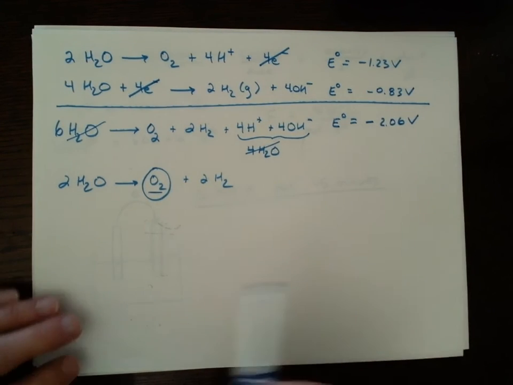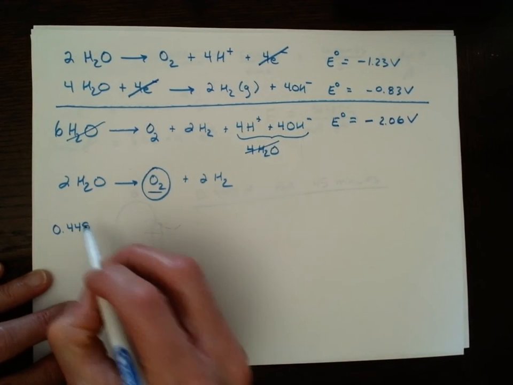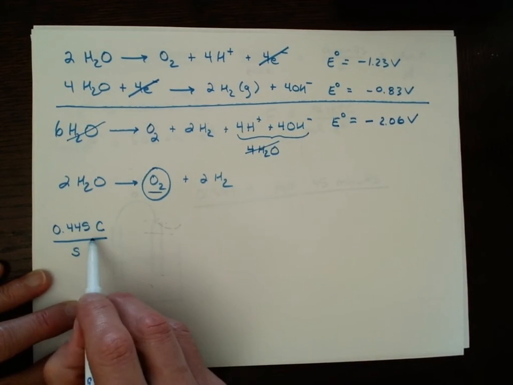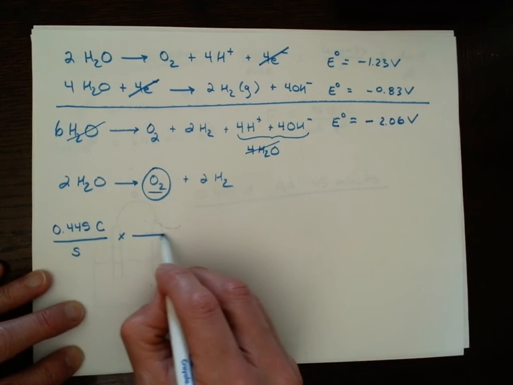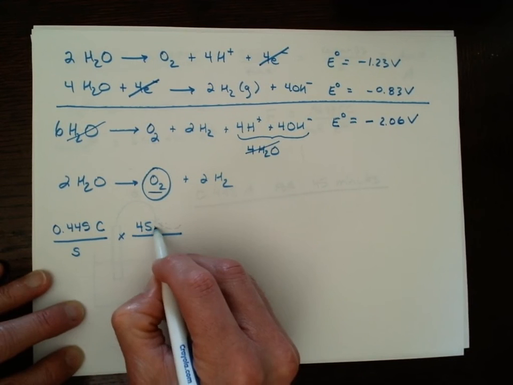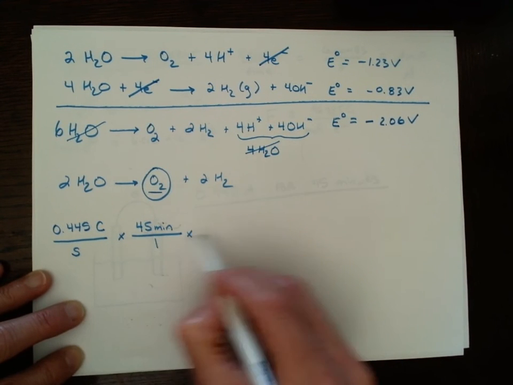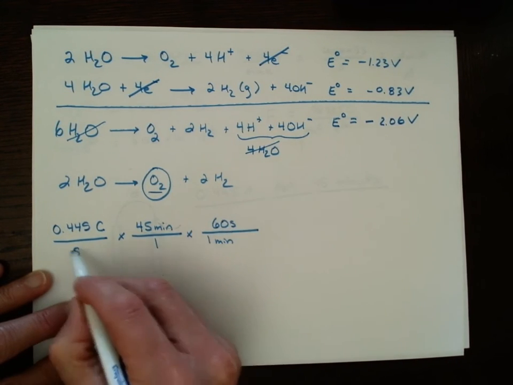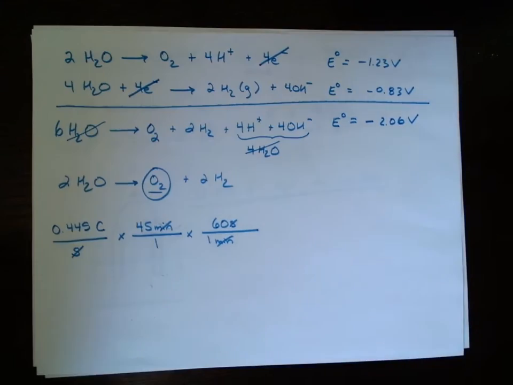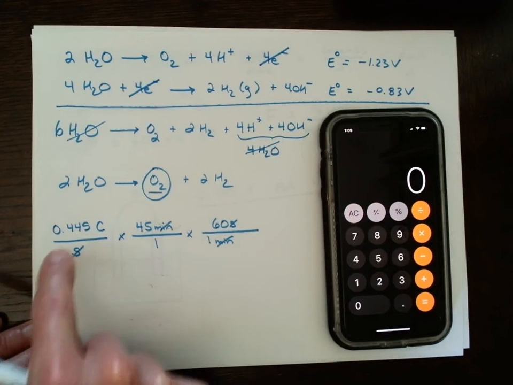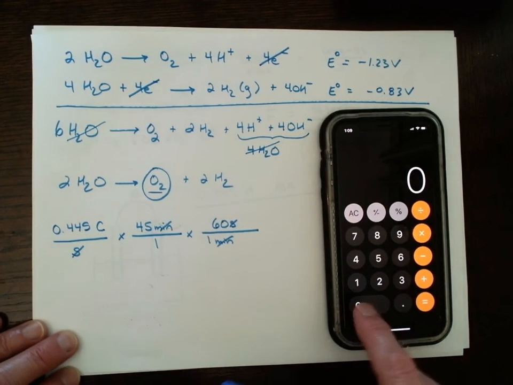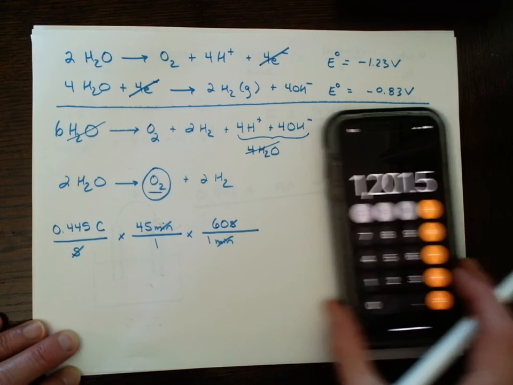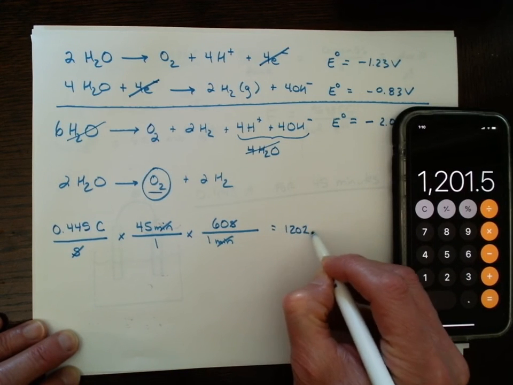So let's try it. I'll start here with 0.445 amps, which is coulombs for every second. I'm going to figure out how many total coulombs of charge were delivered by saying we ran the reaction for 45 minutes. Of course, minutes and seconds don't cancel, so I better make sure to do a conversion here. I know that 1 minute is equal to 60 seconds, and if I do that, these units all cancel each other. So let's figure out how many coulombs of charge would be delivered if I ran 0.445 amps for 45 minutes. That's 0.445 times 45 times 60, which is about 1202 coulombs of charge delivered.